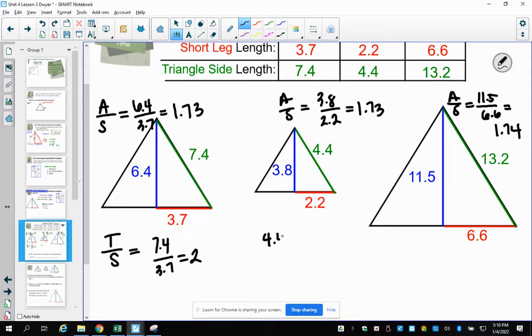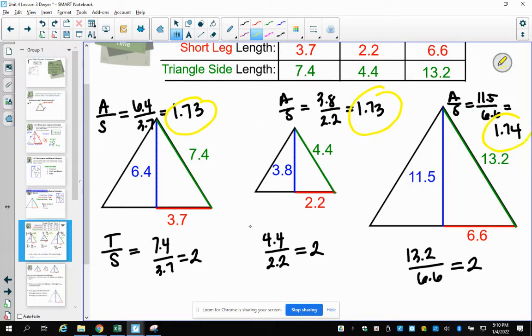In this one, it's 4.4 divided by 2.2, which is 2. And in this one, it's 13.2 divided by 6.6, and we're getting 2. So hopefully you're noticing that those divisions are very similar in each of these triangles. So 1.73, 1.73, and basically 1.73, and then 2, 2, and 2.